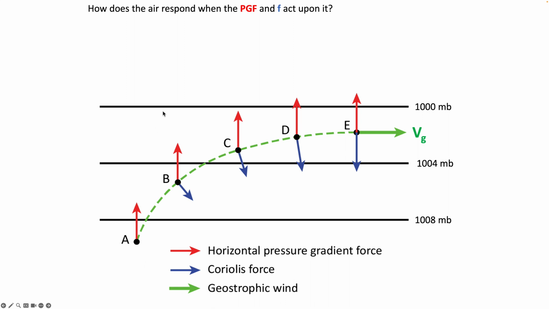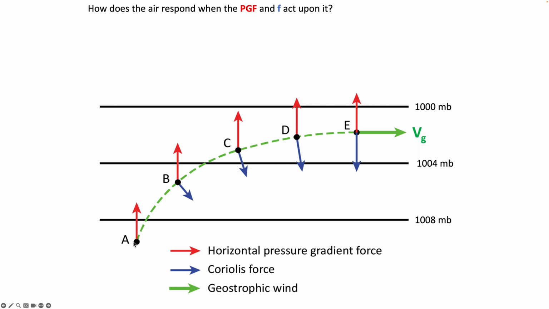Okay, so the pressure gradient force arrow, or I'm going to call it a vector. I'm sure we're going to fall into the terminology of using the word vector, but vector just means arrow. So the pressure gradient force vector is red, the Coriolis force vector is going to be blue, and the winds throughout are going to be indicated by this green dashed curve.